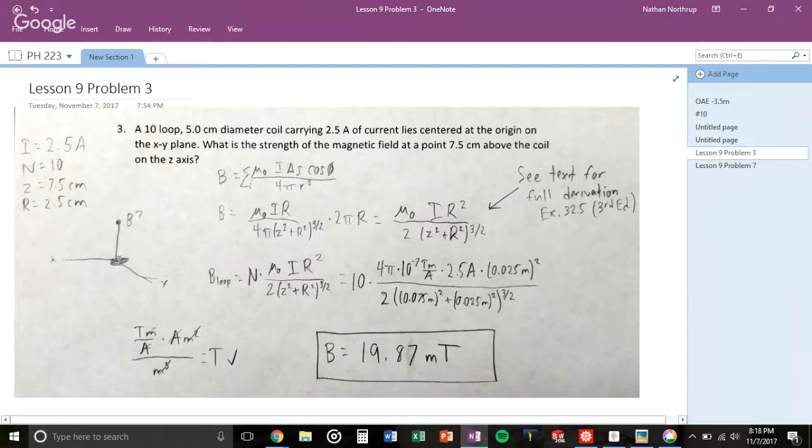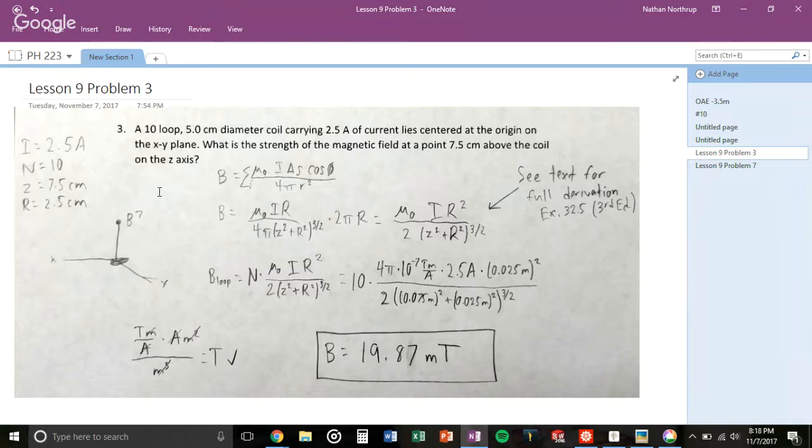So we drew that little picture that's sitting there with our coil centered at the origin, and we have some point along the Z-axis at 7.5 centimeters above that. Off to the left, we have the current of 2.5 amps. We have 10 loops in our coil, and then those numbers that I talked about. 7.5 is the distance, and our radius is from that 5 centimeter diameter coil.